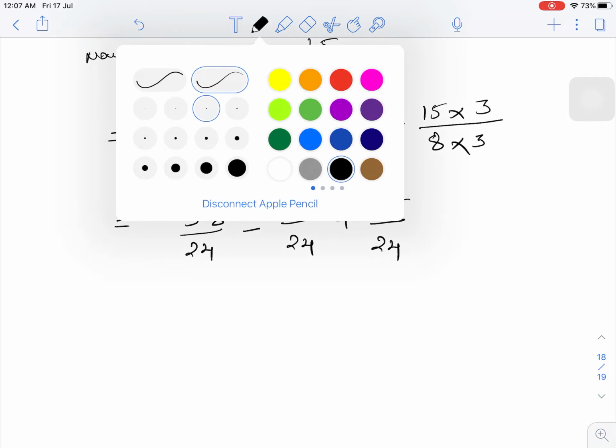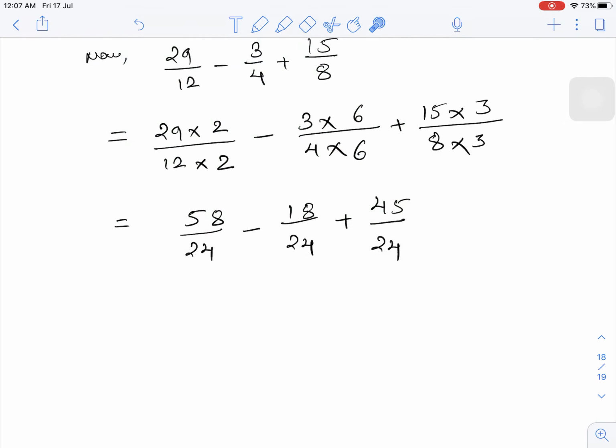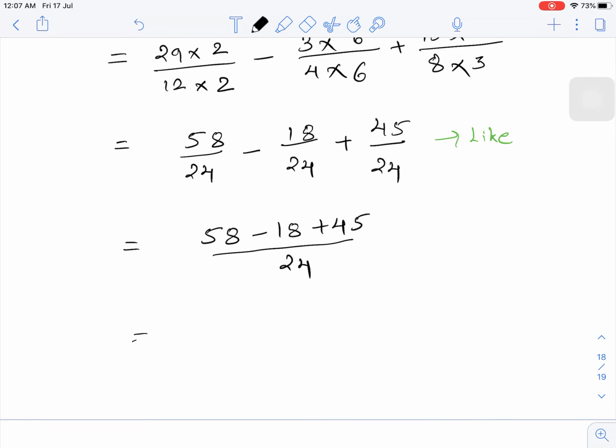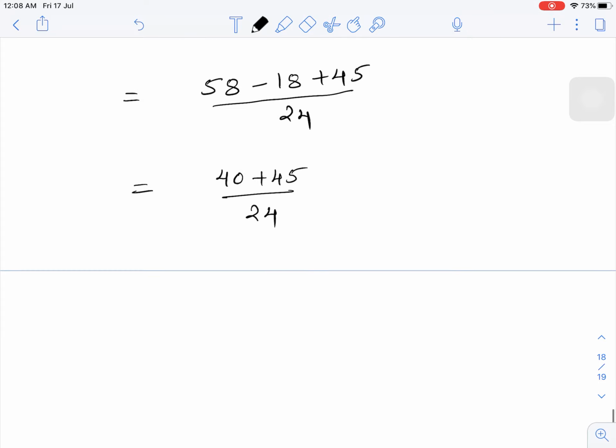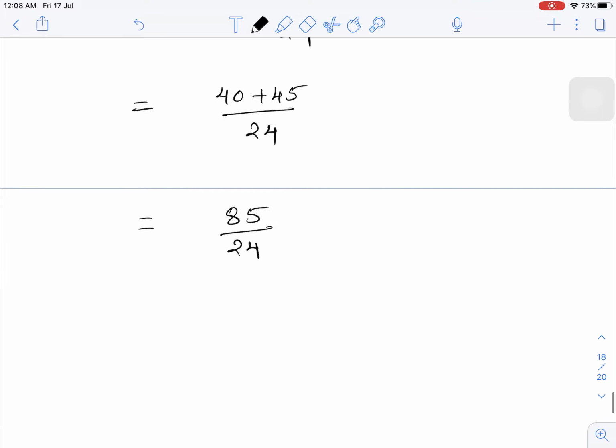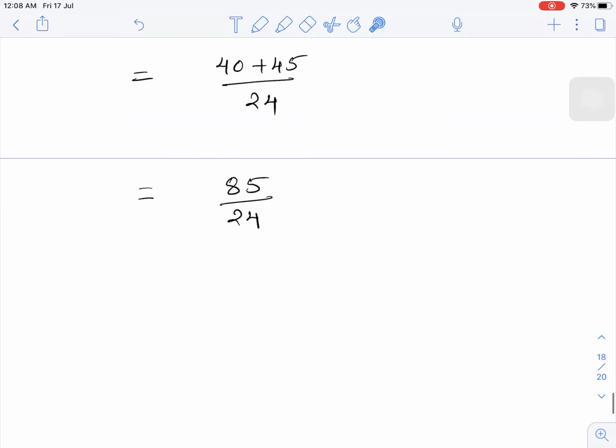Now it can be seen that each one of these numbers has the same denominator. Since they have the same denominator, we can consider that they are like fractions. Now if they are like, then we can directly add or subtract the numerators. So in the next step you will get 58 minus 18 plus 45 upon 24. After solving this, 58 minus 18 is 40, plus 45 upon 24, that equals 85 upon 24.